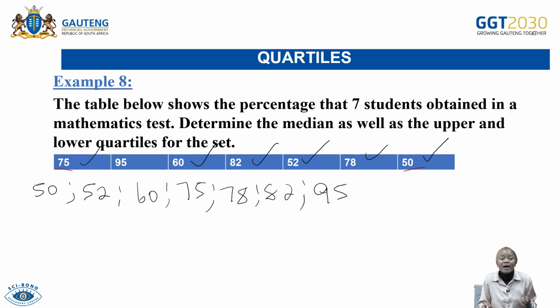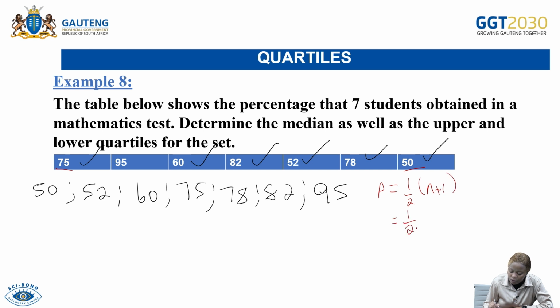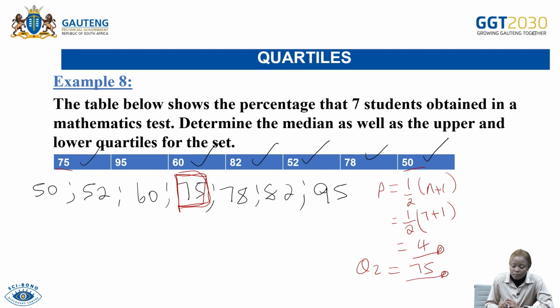So now I can use my data set to find the lower quartile, the median, and the upper quartile. Let's start by finding the median. Remember, to find the position of the median, it equals 1 over 2 into n plus 1. You have got how many values? It's 1, 2, 3, 4, 5, 6, 7. So it's 7 plus 1, which is 8. You divide it by 2, then you get 4. So your median will be in position 4, and it is given as 75. So Q2 equals 75. Then I'm done with finding the median.